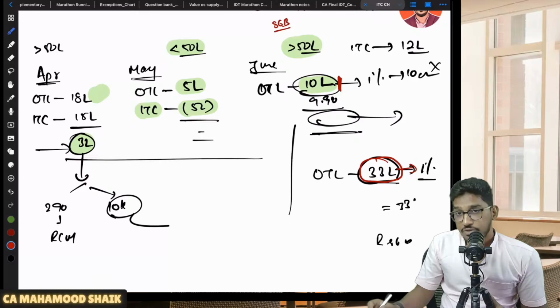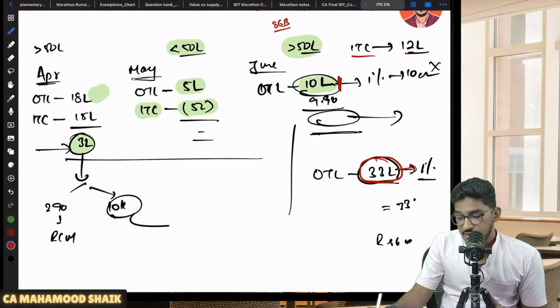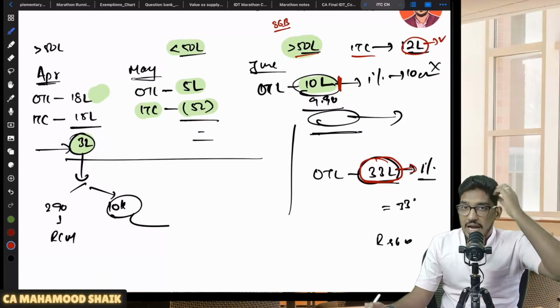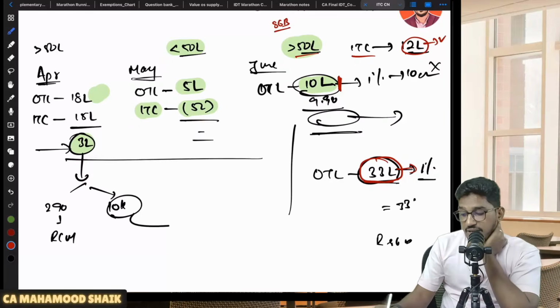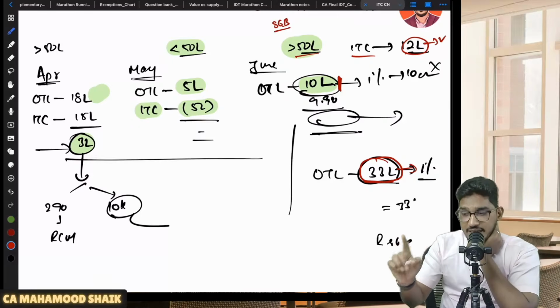Now, till date, have you already discharged at least 1% of this using your electronic cash ledger? Till date, the output tax liability is 33 lakhs. Let us say for this month of June, I have full ITC, 12 lakh rupees. But my turnover has exceeded 50 lakh rupees. Generally, Rule 86B will become applicable, and even though I have full ITC, I have to discharge 1% compulsorily in cash.